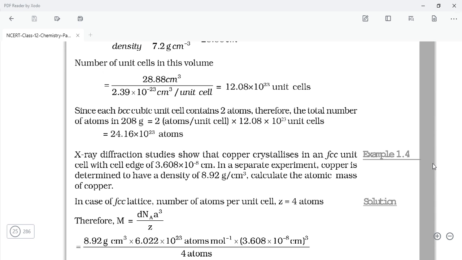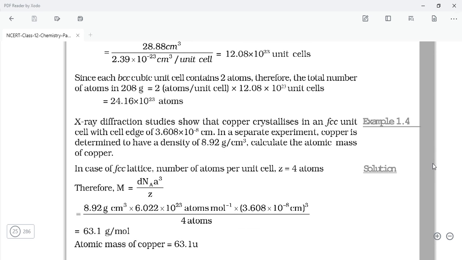In case of FCC lattice, number of atoms per unit cell Z equals 4 atoms. Therefore, M is equal to d Na a cube upon Z, which is 8.92 gram per centimeter cube into 6.022 into 10 to the power 23 atoms per mole into (3.608 into 10 to the power minus 8 centimeter) whole cube upon 4 atoms. That comes out to be 63.1 gram per mole. Atomic mass of copper is 63.1 amu, atomic mass units.